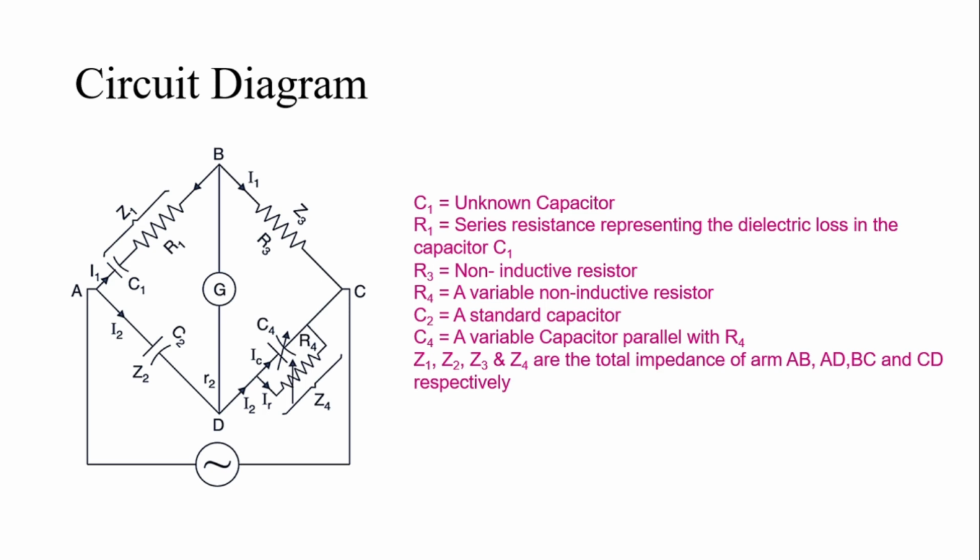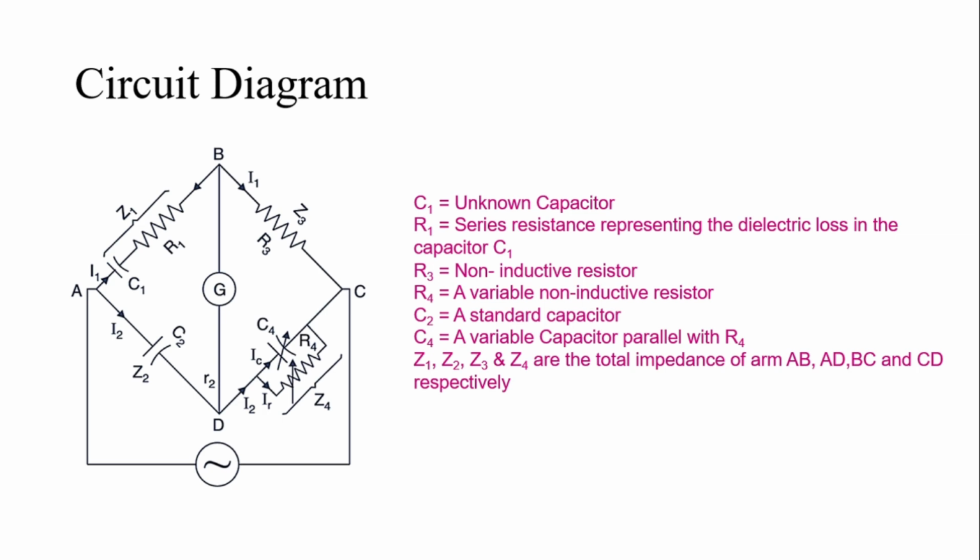We can see that there are four arms: AB, BC, CD, and AD. In the AB arm we have two components, C1 and R1. C1 is the unknown capacitor and R1 is a series resistance representing the dielectric loss in capacitor C1. In the second arm, which is BC, we have R3, a non-inductive resistor. In the third arm, CD, we have two components parallel to each other. One of them is the capacitor C4, which is a variable capacitor, parallel to R4, and R4 is a variable non-inductive resistor. In the last arm, AD, we have only one component, which is C2. So C2 is a standard capacitor.